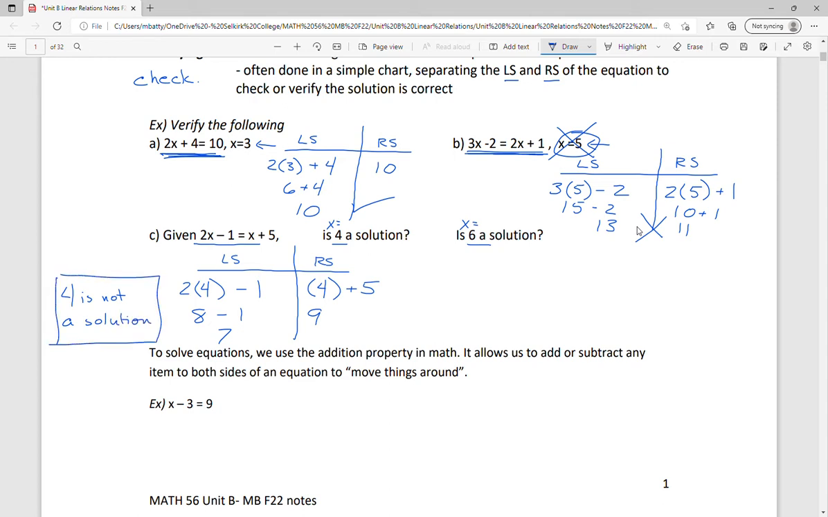Let's try the last one. So same equation, but now we want to check, is 6 a solution? So left side, right side. Subbing in 6 where I see an x. You might be able to do this faster. I'm still trying to sub in with brackets, use all my good practices. And in this case, both sides end up being 11. And so what that tells me is that 6 is a solution.